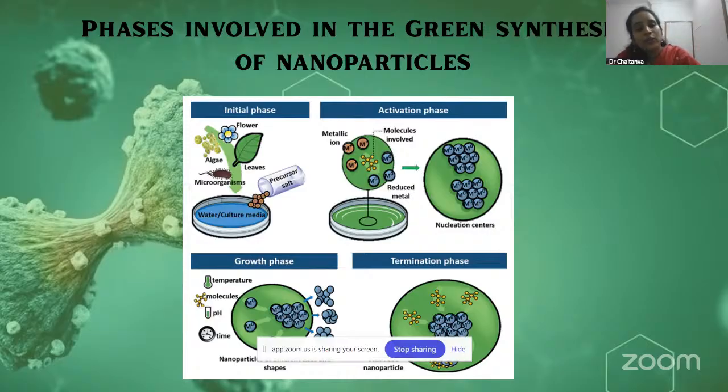To that we need to add some metal. See, nanoparticles are nothing but metals of smaller size, right? Suppose you want to prepare silver nanoparticles, you need to add silver ions or silver metal to that. If you want to prepare zinc nanoparticles, you need to add zinc metal to that.